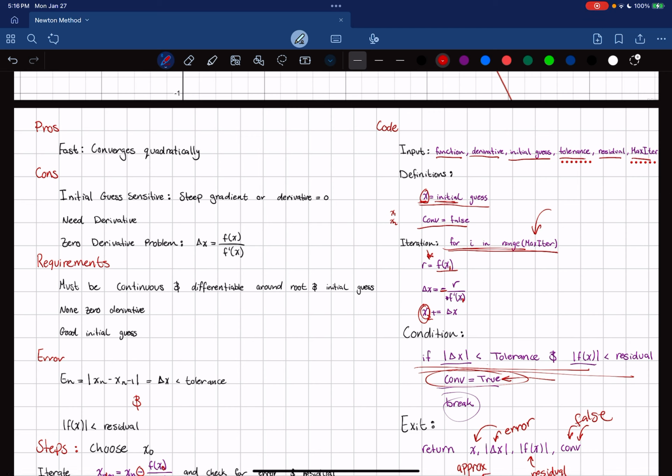I hope this video helped. In the next video, we're done with root finding for now. We'll be going into linear algebra. We will be writing an algorithm that solves matrices in row echelon form. So I'll see you guys in the next video.